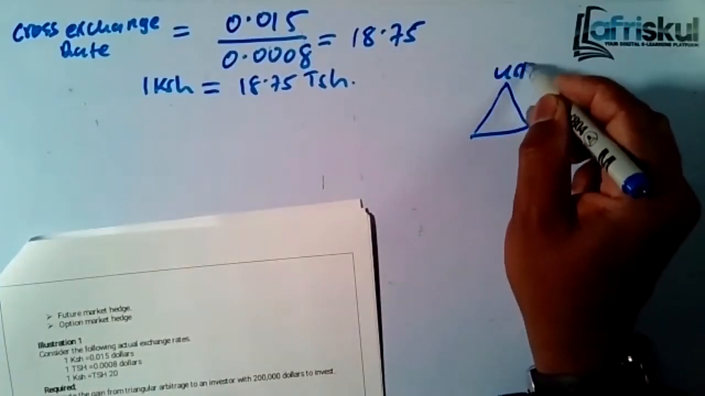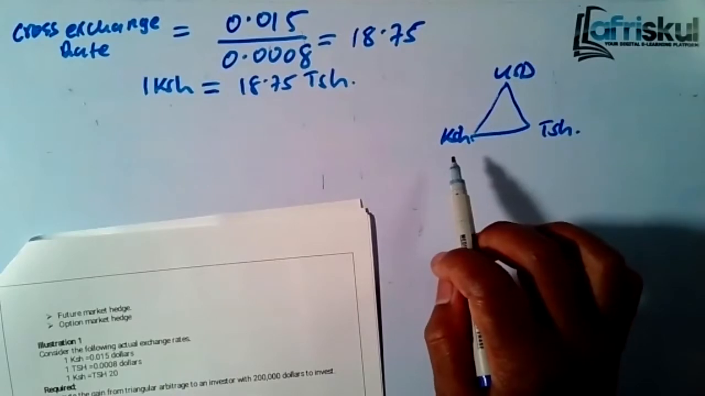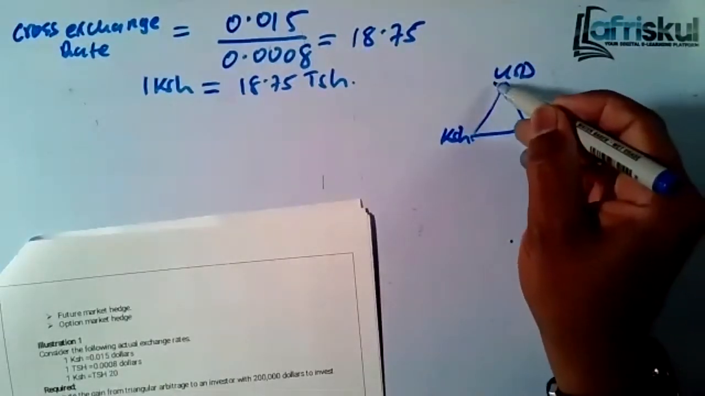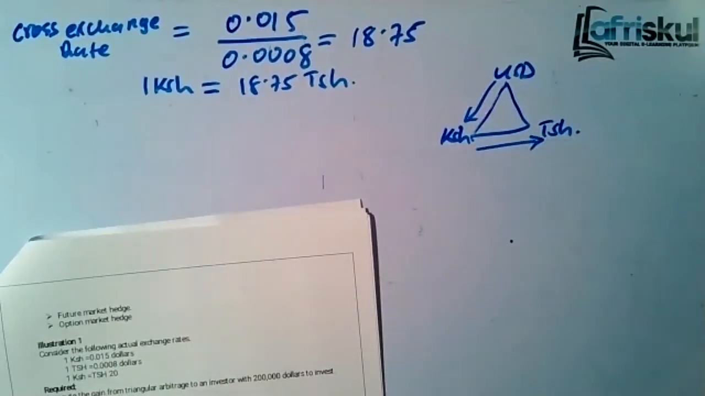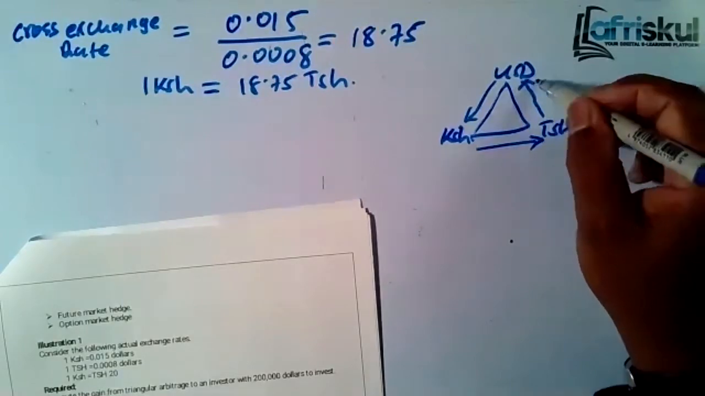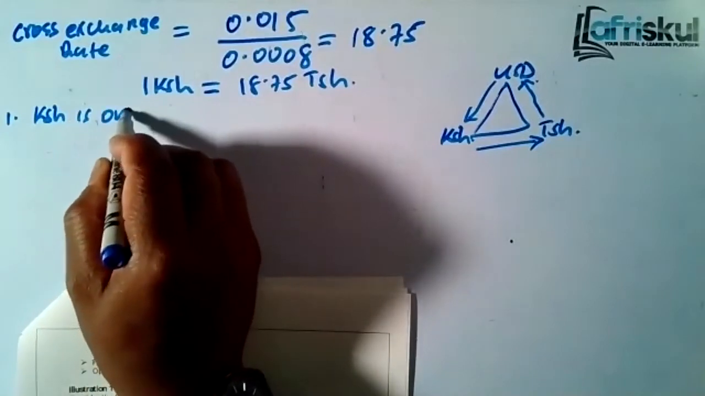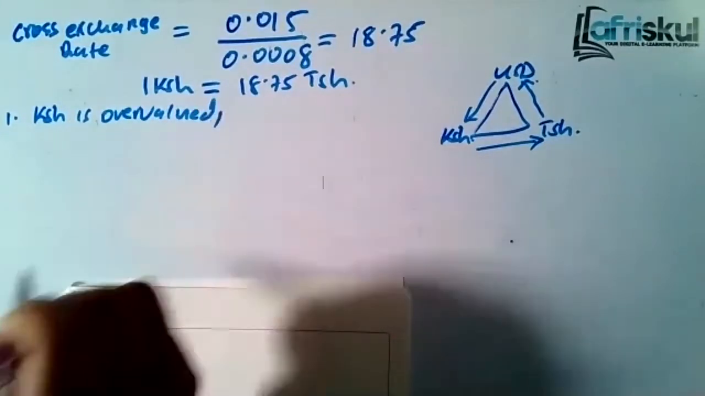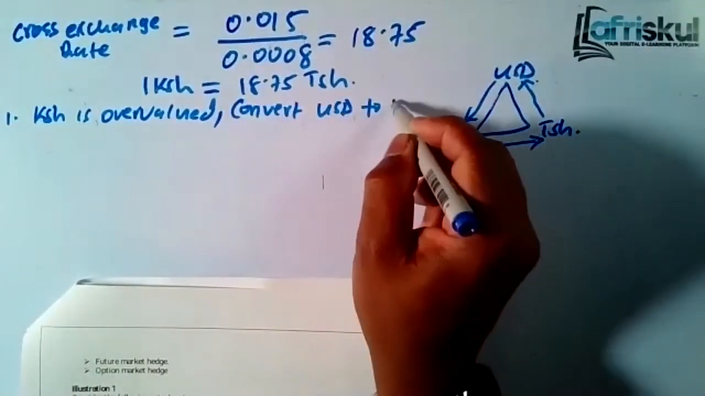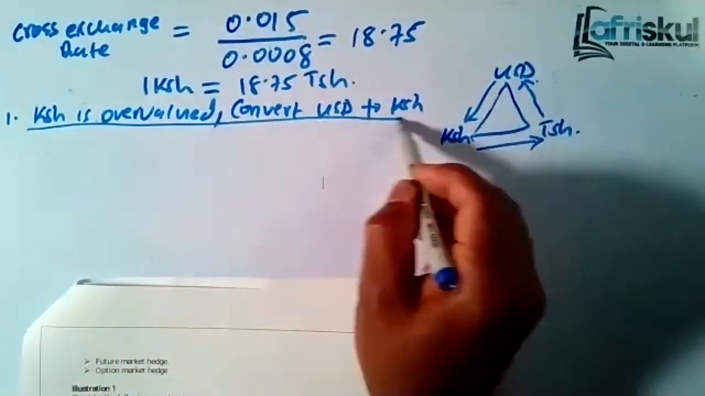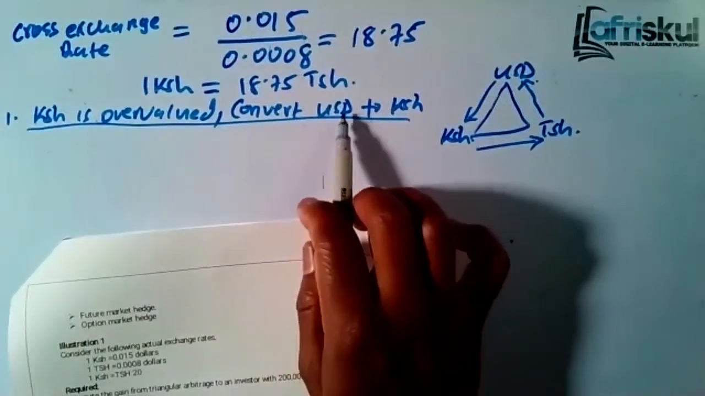You have the US dollar, the Tanzanian shilling, and the Kenyan shilling. Since the Kenyan shilling is overvalued, you convert the US dollar into Kenyan shillings, then Kenyan shillings to Tanzanian shillings, and then Tanzanian shillings back to US dollars. Step number 1: the Kenyan shilling is overvalued, so you convert US dollars to Kenyan shillings. First get the cross exchange rate, then determine which one is overvalued.